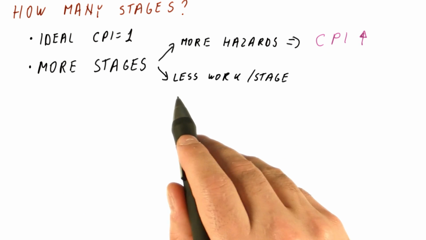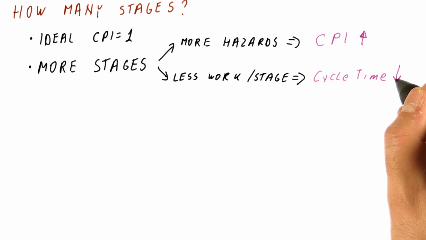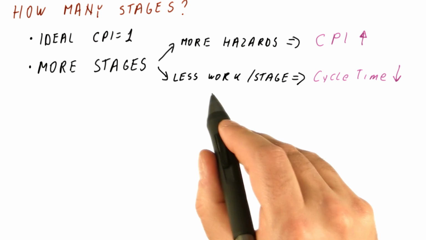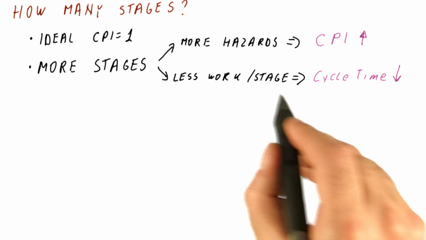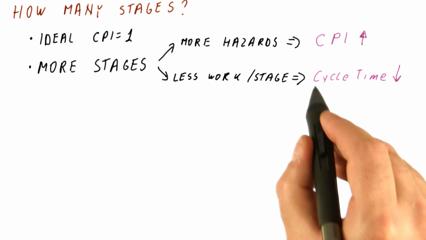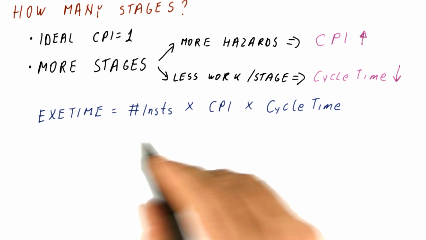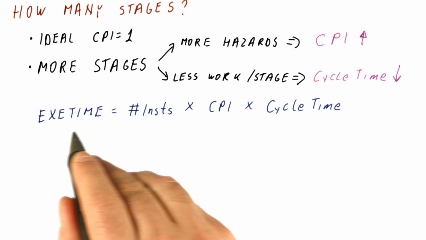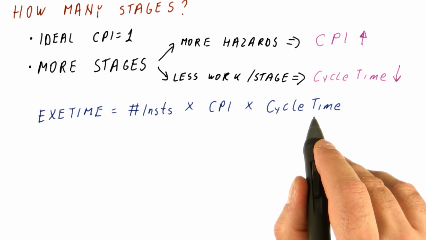But with more stages, there is less work per stage, which means that our cycle time can be decreased. Less work per stage means that every cycle there is less work to do, which means we can do it in less time, so we can speed up our clock. We already know the iron law, which says that the execution time is equal to the number of instructions times the CPI times the cycle time.